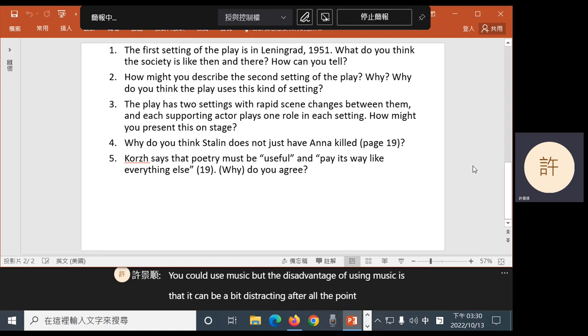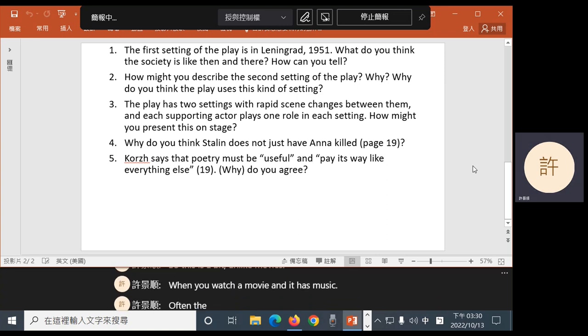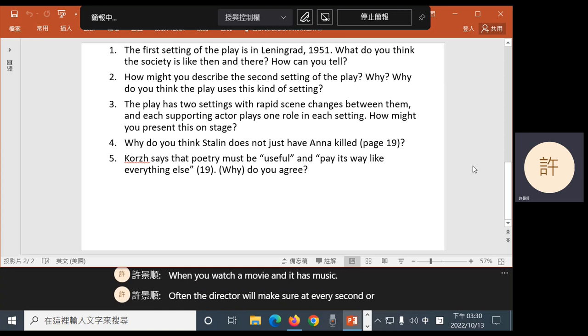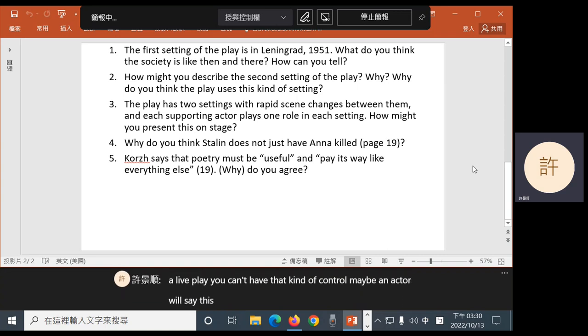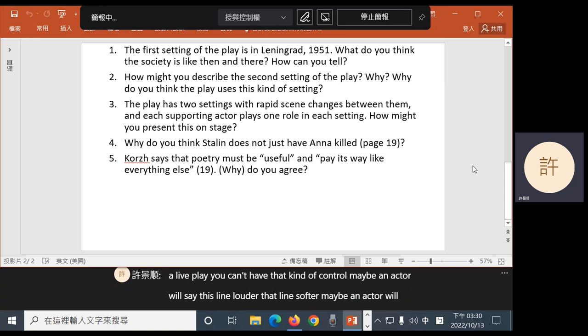After all, the point of a play is the actors speaking the lines. So this is a bit unlike movies. When you watch a movie and it has music, often the director will make sure at every second, or every frame, 1/24th of a second, each moment, that the dialogue is louder than the music. So it's very tight control of the volume. But when you put on a live play, you can't have that kind of control. Maybe an actor will say this line louder, that line softer. Maybe an actor will decide to give a different performance in the afternoon and in the evening. So using music all the time could be a bit hard.